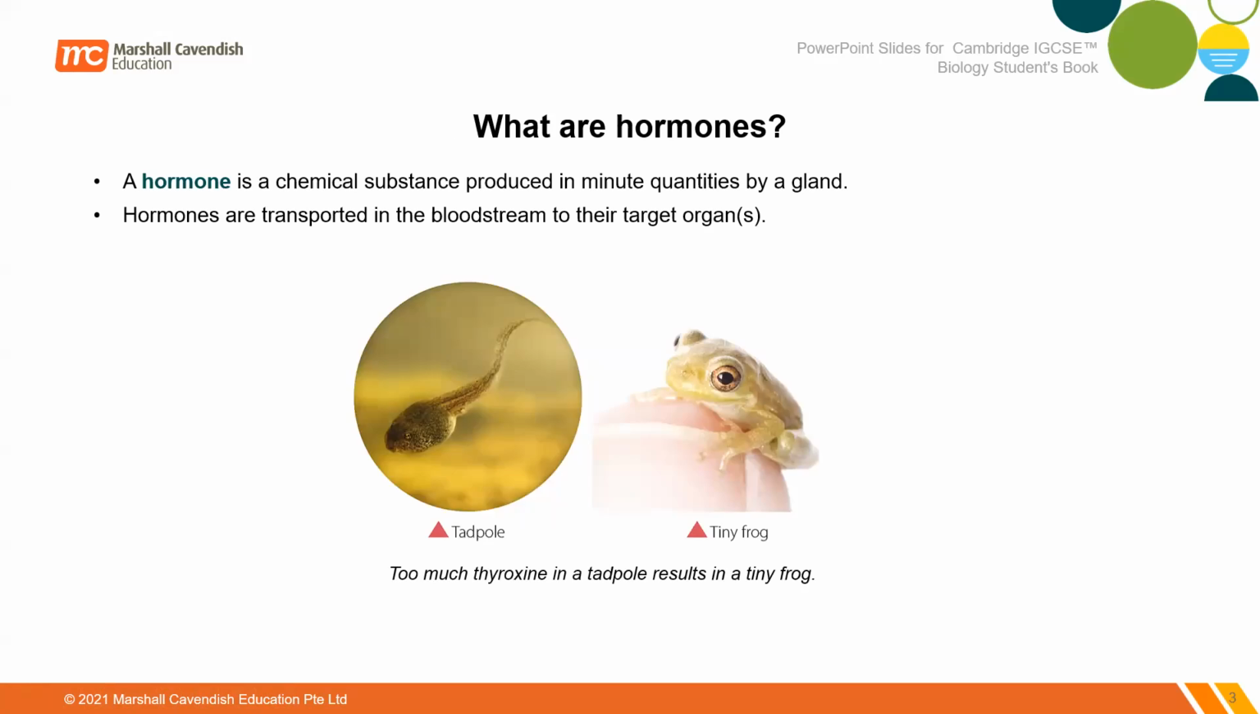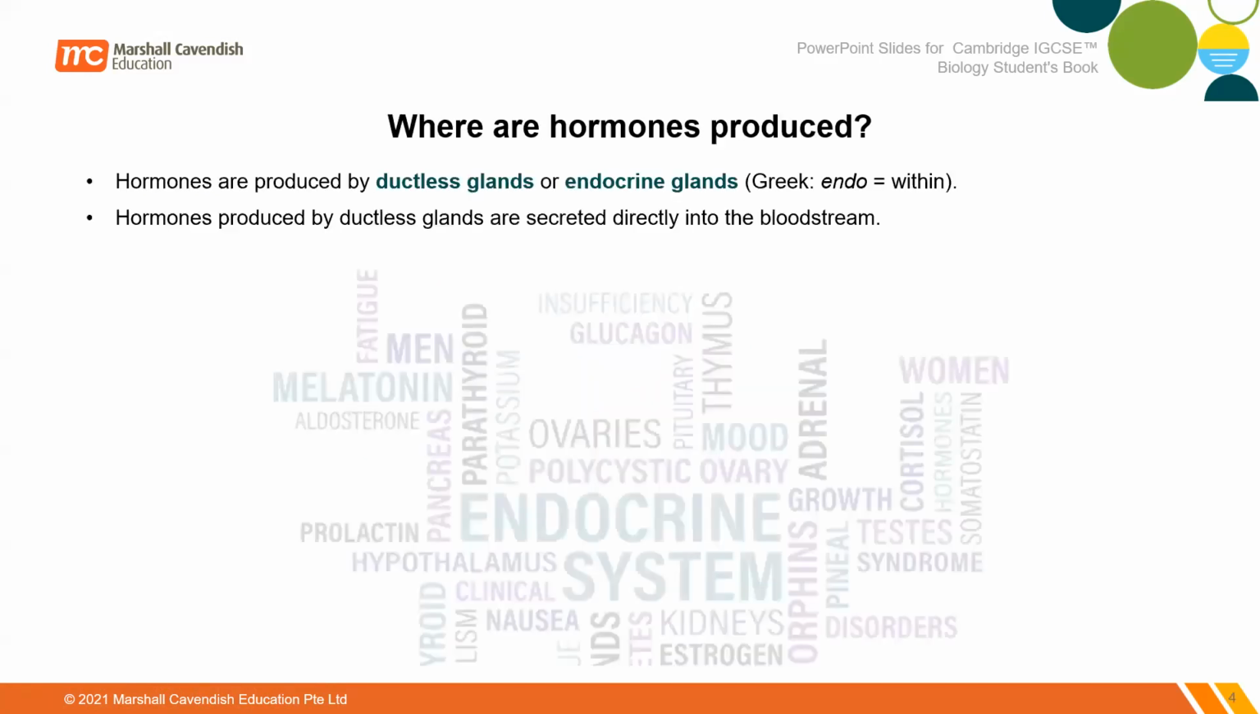What are hormones? Hormones are chemical substances produced by a gland, transported by the bloodstream, and produced mainly either by ducted glands or ductless glands. But the main hormones that we are talking about in this topic are hormones produced by ductless glands, or the endocrine hormones.